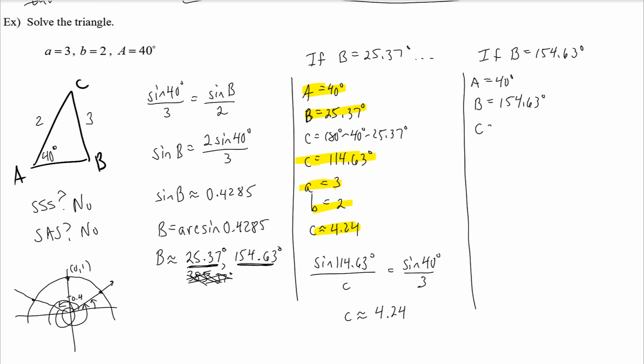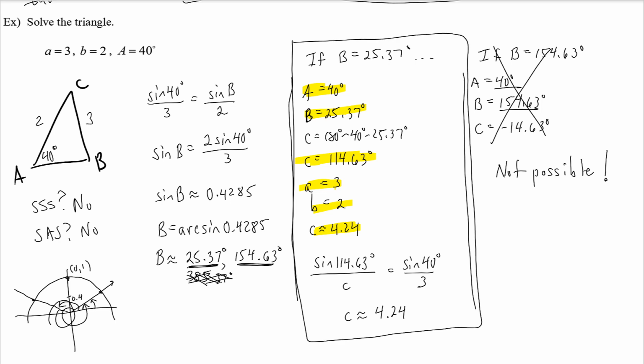So C, if I subtract those from 180, C would have to be negative 14.63 degrees. But you can't have a negative angle inside a triangle. That doesn't work. Because look, angle B and angle A, that's 190 some degrees. That's already more degrees than are available inside a triangle. So this is a dead end. This is not possible. Not possible. So everything we wanted is right here.